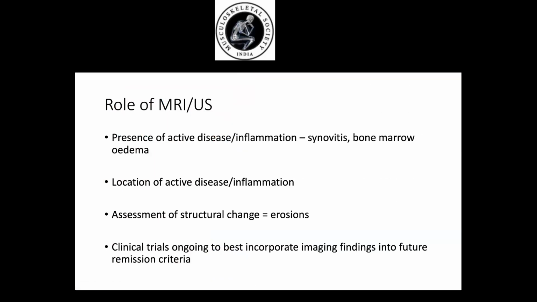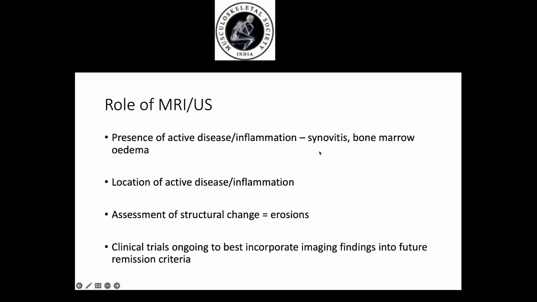So what is the role of ultrasound or MRI? These are the commonly used imaging modalities in the case of post-treatment arthritis. As I've said before, when there is a suspicion of subclinical disease or complication, or when the clinical diagnosis itself is not clear. So what is it that we look for?